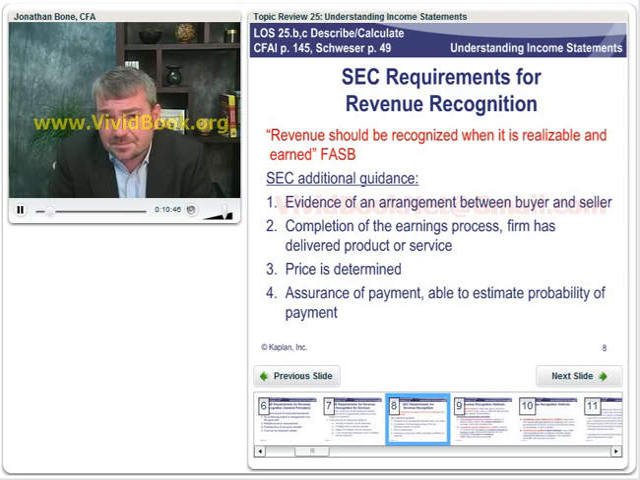Remember, of course, if you're selling goods on credit, you need assurance of payment, because unless that customer pays you, you haven't got an asset. Because remember, assets are likely to lead to future economic inflows.